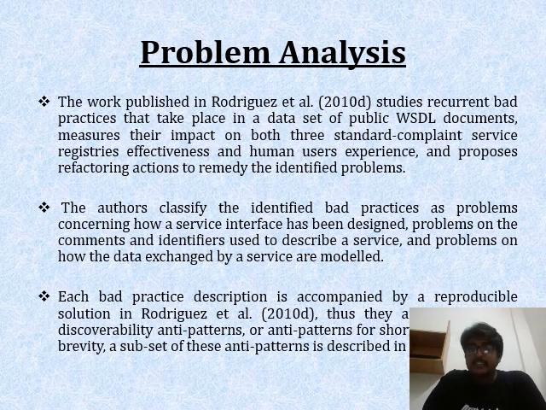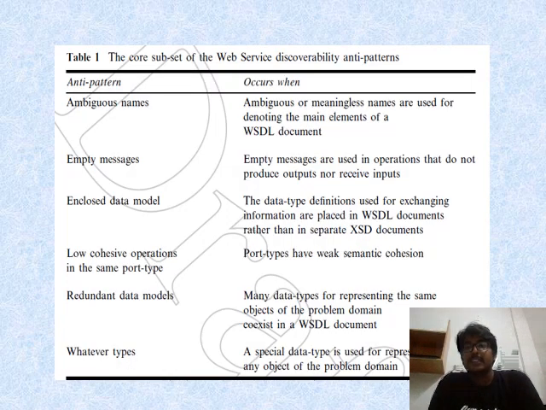Each bad practice description is accompanied by a reproducible solution, and they are discoverability anti-patterns used to prevent the problems occurring in the WSDL documentation. And this is the table.